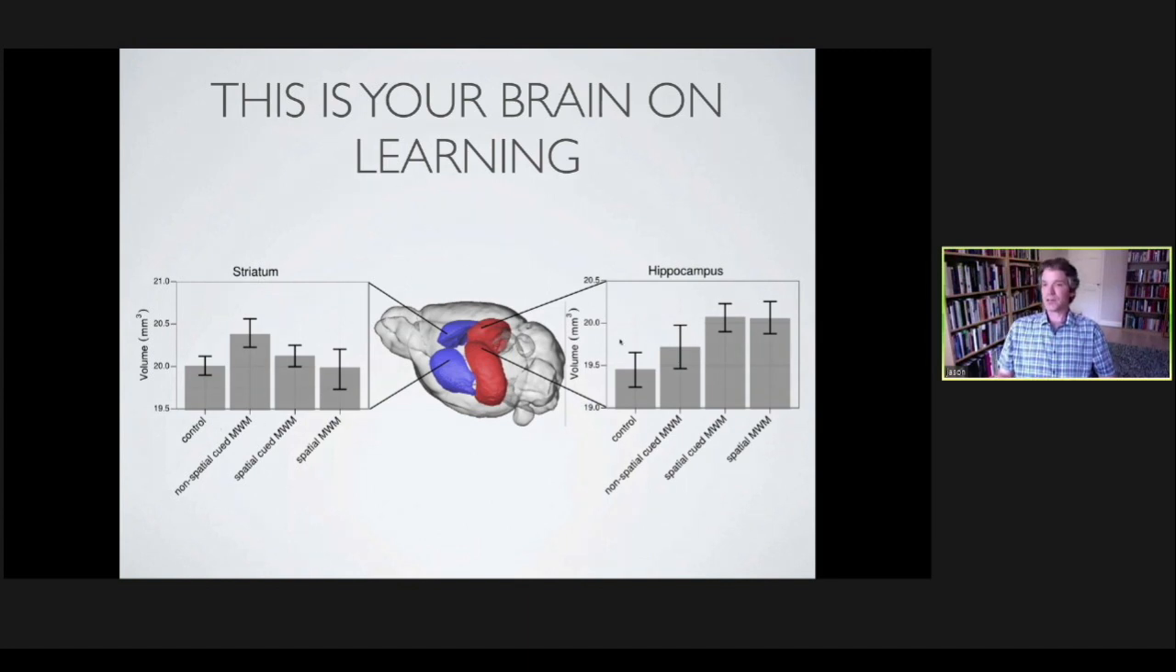So if you use the spatial version of the task, which are these two rightmost indicators, you can see an increase in the volume of the hippocampus. Whereas if you use the non-spatial version, you can see an increase in volume of the striatum. So this gives us evidence in the mouse supporting the human work that short periods of training, in this case only 5 days, allows changes in the brain that are detectable by MRI.